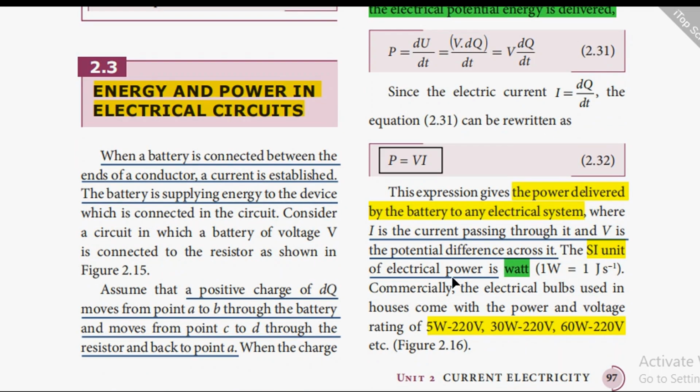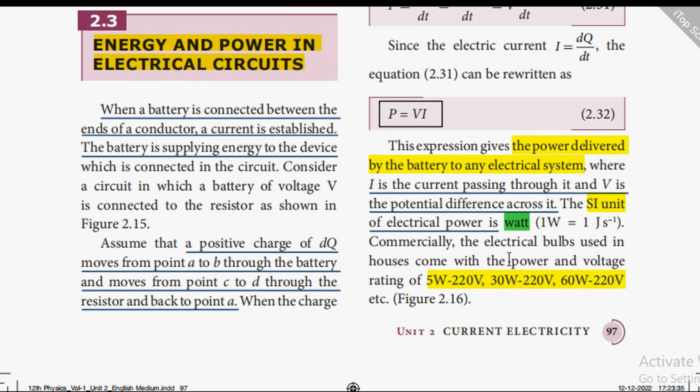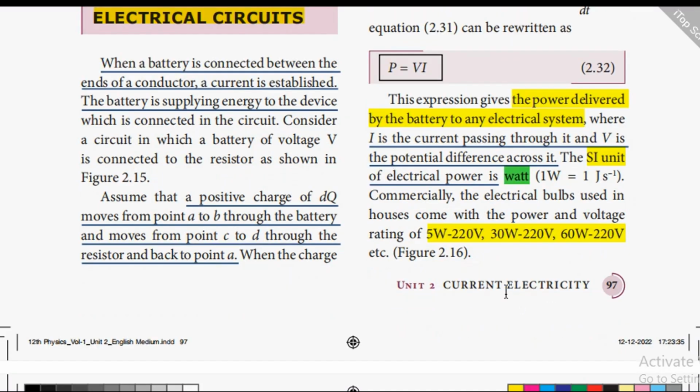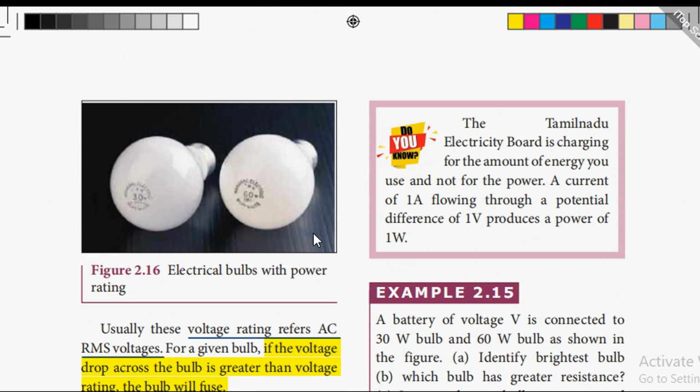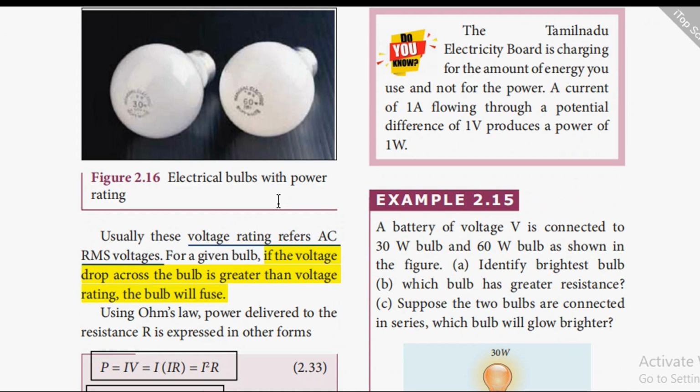The SI unit of electrical power is the watt, where 1 watt is equal to 1 joule per second. Commercially, the electrical bulbs used in houses come with power and voltage ratings such as 5 watts, 220 volts, 30 watts, 230 volts, 60 watts, 230 volts, etc. Here is a picture of electrical bulbs with the power rating; here it is about 10 watts, whereas here it is about 60 watts. Usually these voltage ratings refer to AC RMS voltages. For a given bulb, if the voltage drop across the bulb is greater than the voltage rating, the bulb will fuse.